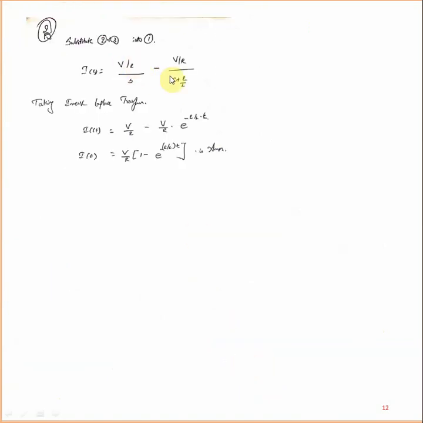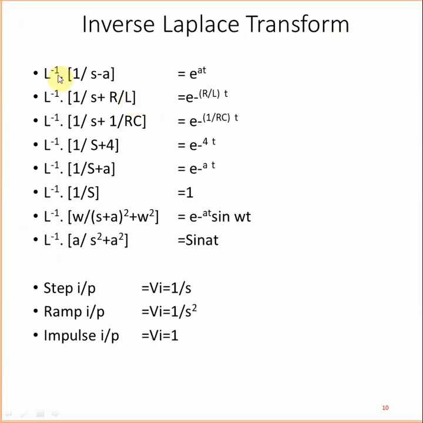So v by r minus v by r, substitute. Then step number 4, apply the inverse Laplace transform. So I of s is replaced into the I of t. 1 divided by s is replaced into that one only. Inverse Laplace transform of 1 divided by s is equal to 1 only.